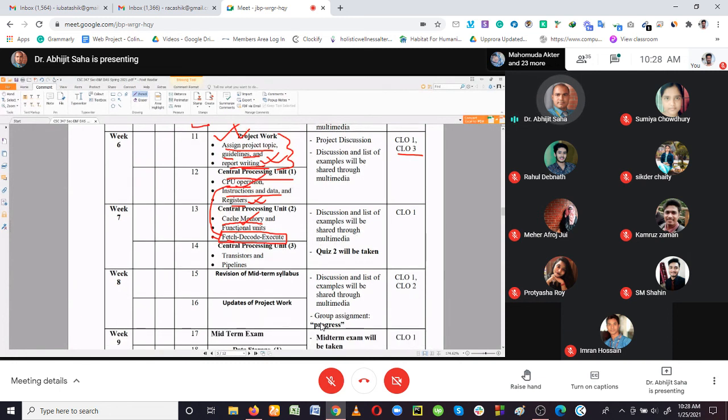There are different units out there, so functionality is one of them. We are going to discuss the ALU unit, then the control unit, the arithmetic logic unit, and then the functional unit. There are different units out there, so we need to learn them. And as I said, a good illustration is going to be there to understand how fetch, decode and execute happens for an instruction. So this is what we have for the two classes.